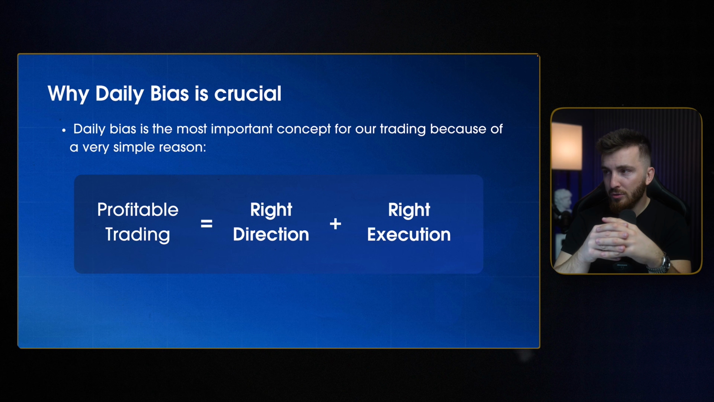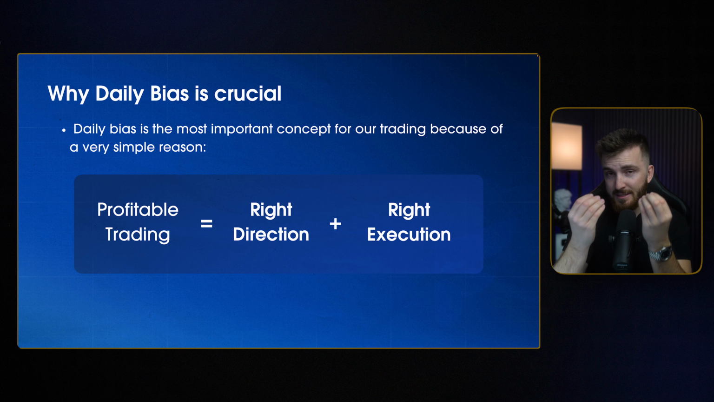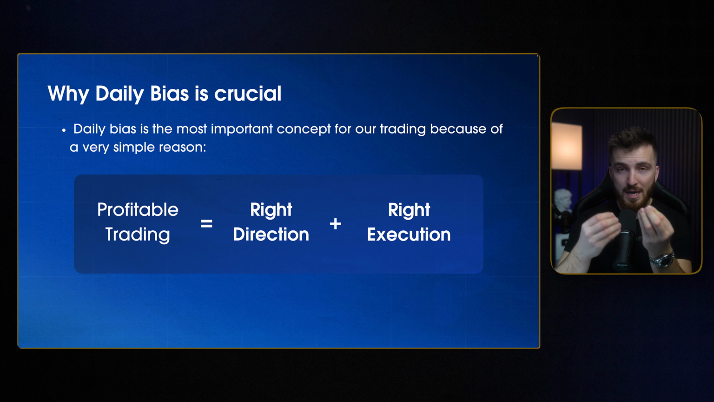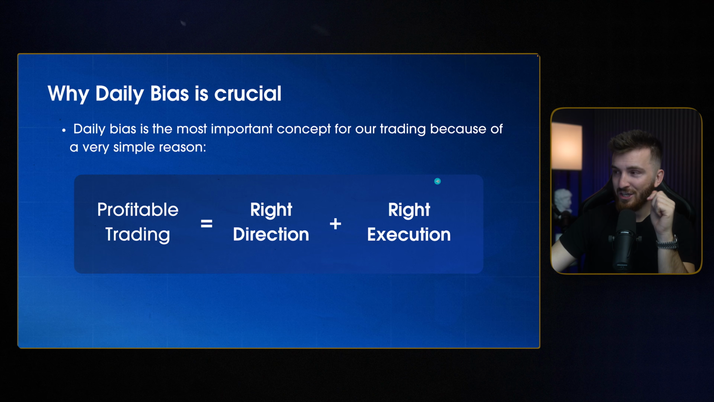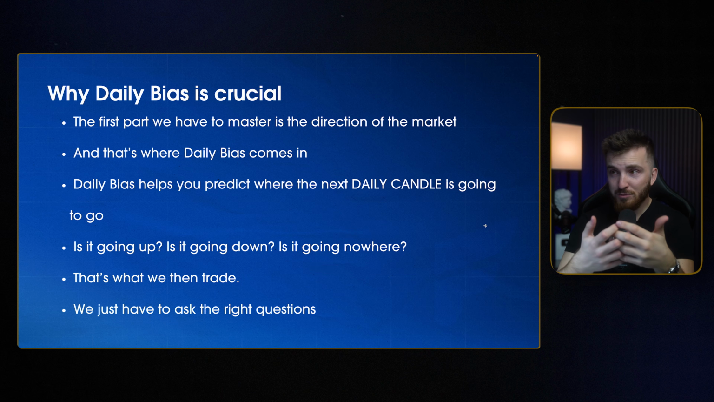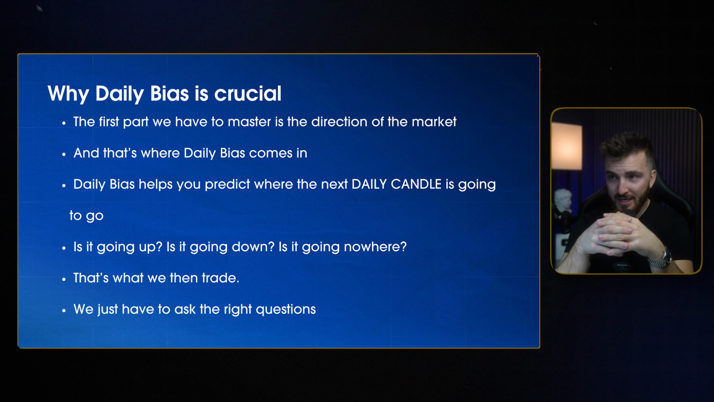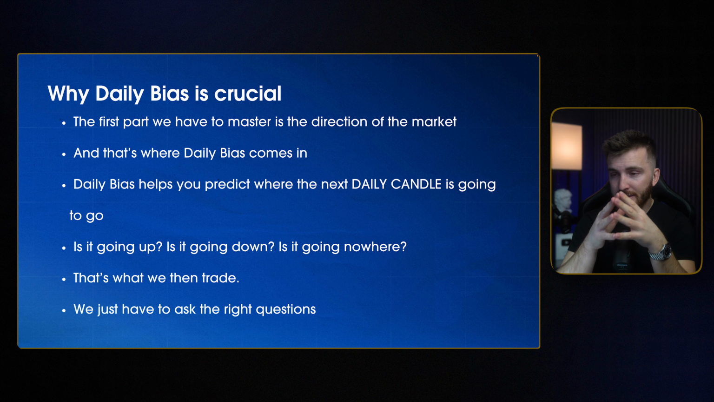Daily bias is the most important concept for our trading because of a very simple reason. Profitable trading is simply about having the right direction and the right execution. A lot of people focus on having the right execution, but that is not what trading is mostly about. Trading is mostly about the right direction. If you're able to master the direction, the probability of you being profitable in the long term is very high. So profitable trading equals right direction plus right execution. And in the first part, we have to master the direction of the market, and that's where daily bias comes in. Daily bias helps you predict where the next daily candle is going to go.